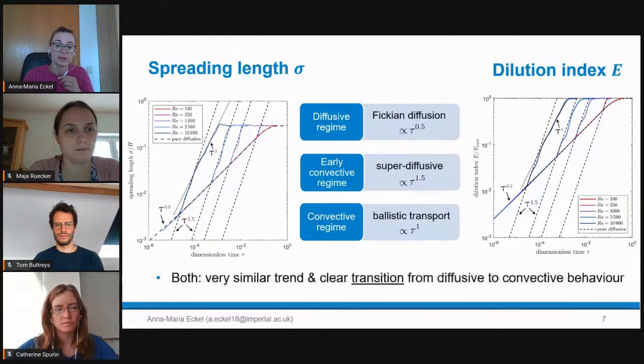Here it is important to exemplify that dilution, in contrast to spreading, does not include any information on the extent of the plume deformation. And despite this difference in the definitions, spreading length and dilution index both show a very similar behavior and a clear transition from diffusive to convective transport.